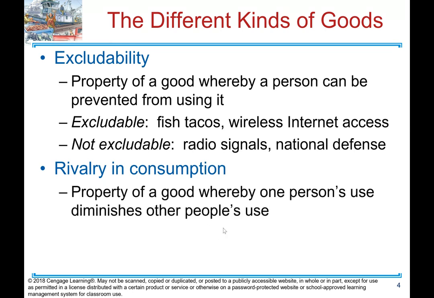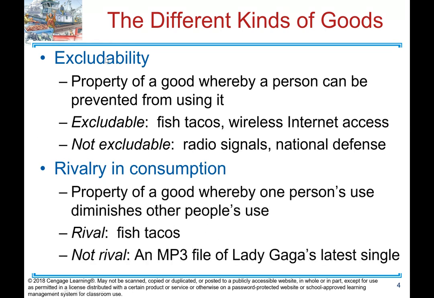There are different kinds of goods. There are goods with the excludability feature. That's the property of a good whereby a person can be prevented from using it. That means excludable. Examples include fish tacos and wireless internet access. You can be excluded from consuming these goods. Not excludable, goods that you cannot be excluded from consuming, are radio signals and national defense. Once the signal is there, anybody can pick it up. Nobody can stop you.